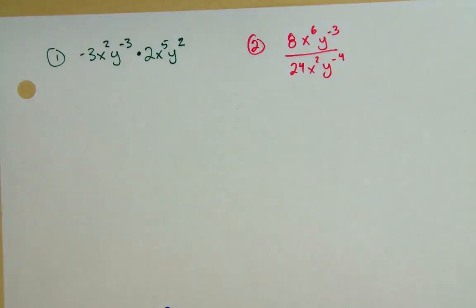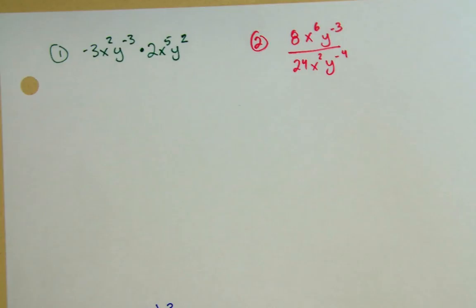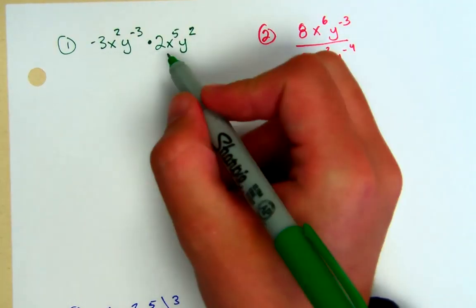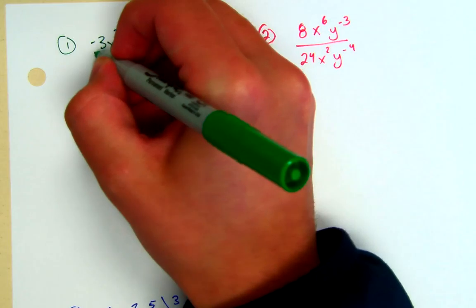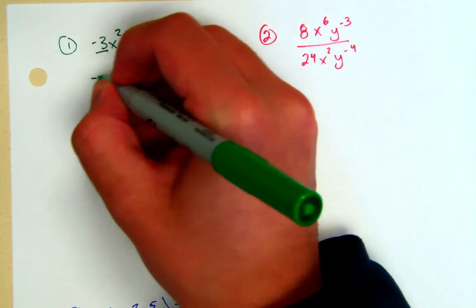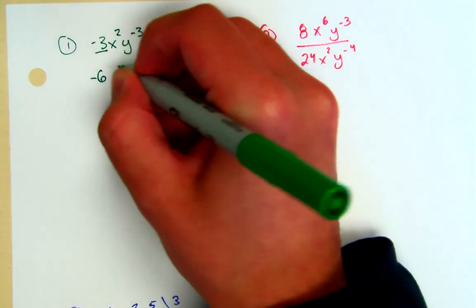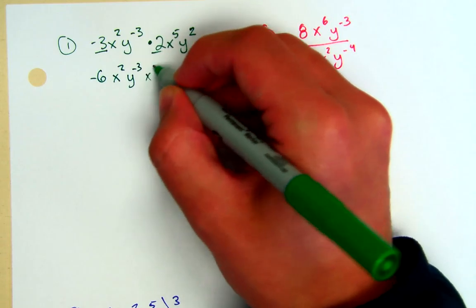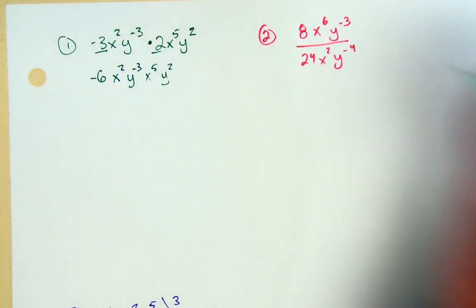Alright, so in this video we're going to talk about simplifying exponents. Whenever you're multiplying, like in this first example, we need to first deal with any of the coefficients. Coefficients, you're just going to multiply together. So negative 3 times 2 is negative 6. Now let's bring down the rest: x squared, y to the negative third, x to the fifth, y squared.